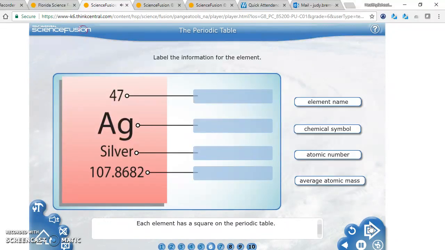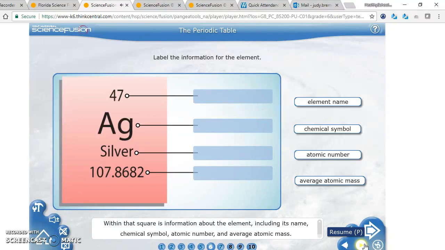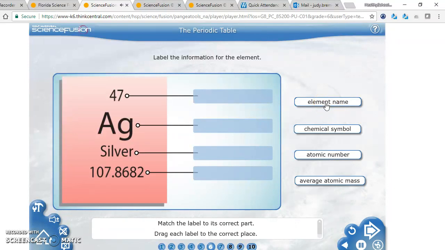Each element has a square on the periodic table. Within that square is information about the element, including its name, chemical symbol, atomic number, and average atomic mass. Match each label to its correct place.